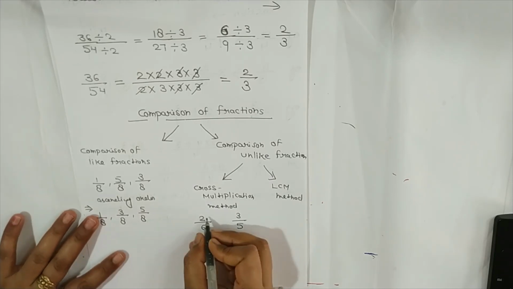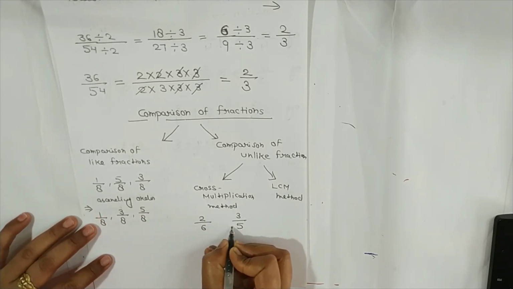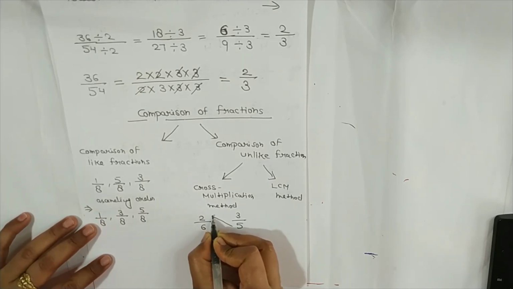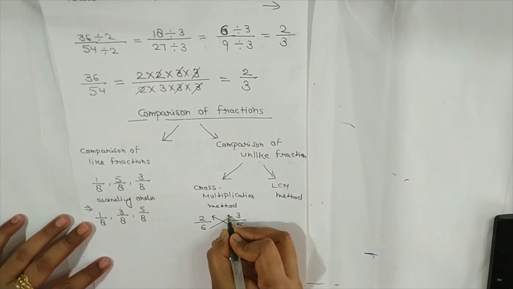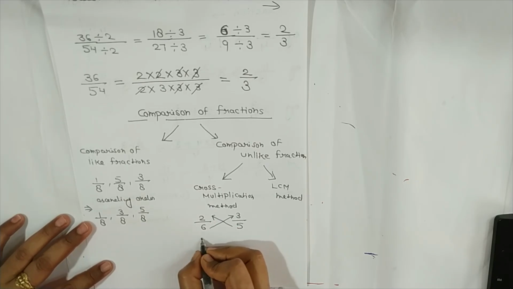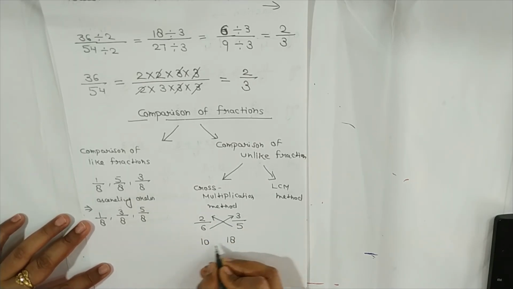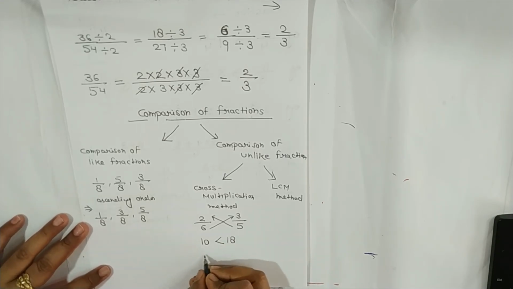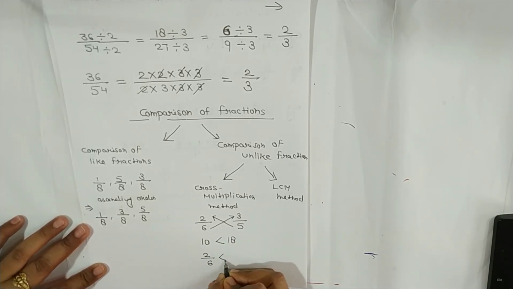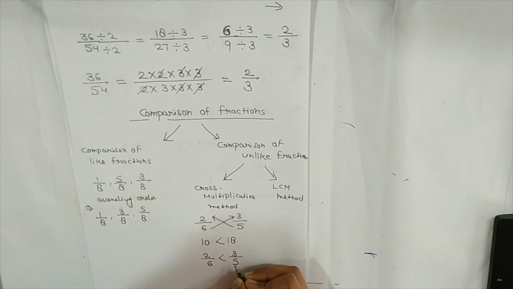So we have to cross multiply these two fractions. So this denominator goes there and that one goes there. So 5 2s are 10 and 6 3s are 18. So which product is greater? 18. It means 2 upon 6 is less than 3 upon 5.